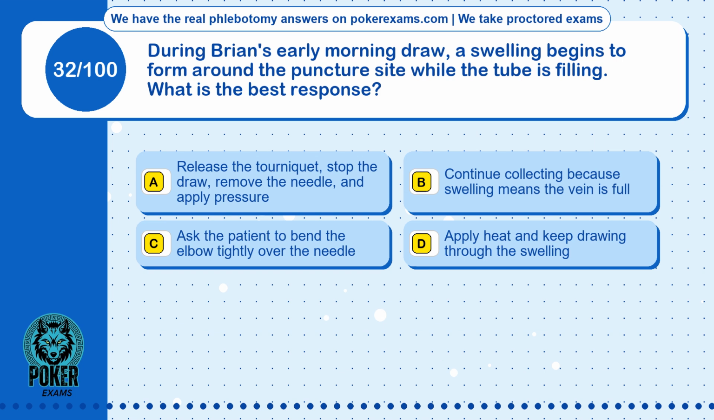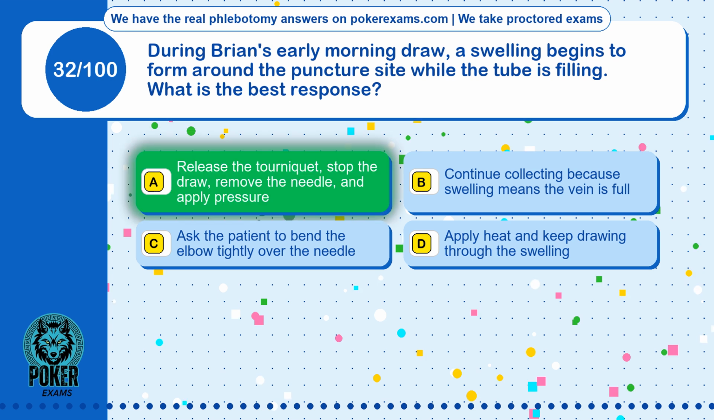Question 32. During Brian's early morning draw, a swelling begins to form around the puncture site while the tube is filling. What is the best response? Option A. Release the tourniquet, stop the draw, remove the needle, and apply pressure. Option B. Continue collecting because swelling means the vein is full. Option C. Ask the patient to bend the elbow tightly over the needle. Option D. Apply heat and keep drawing through the swelling.